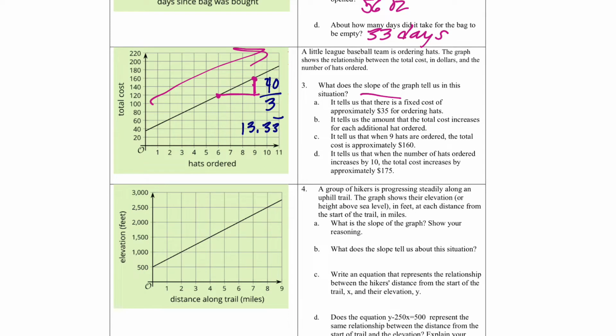And so now we want to see what is this telling us? Is it telling us there's a fixed cost of approximately $35 for ordering hats? That is what our y-intercept is telling us. That's not what our slope is telling us. We do see that probably about there, we're starting at $35. So that means no matter how many hats we order, we're going to start with a fixed amount of $35. That's our y-intercept. It tells us that the total cost increases for each additional hat ordered.